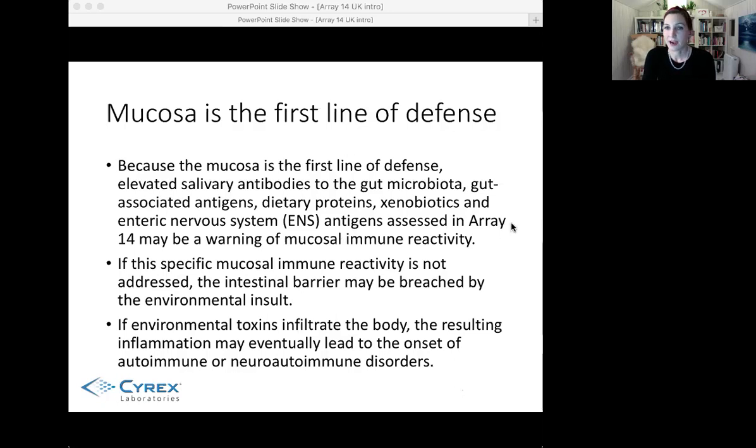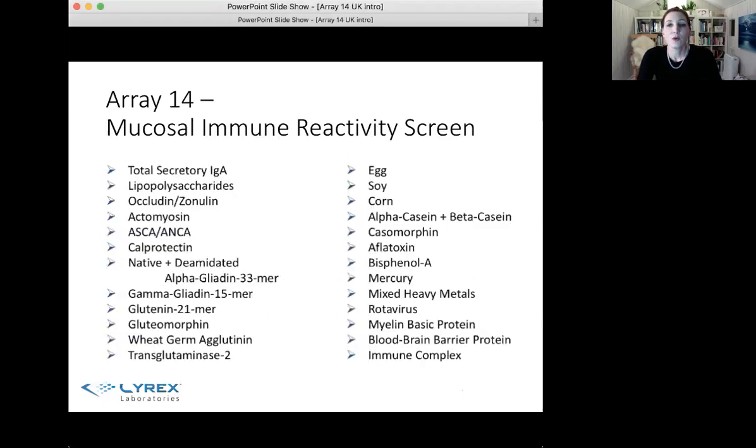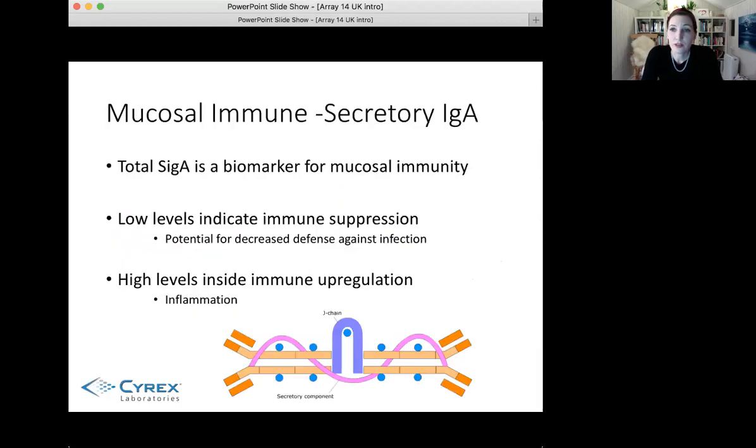So what do we look at in Array 14? These are all of the markers, and you can see that Array 14 actually assesses multiple different antigens associated with the intestinal barrier. So we look at mucosal secretory IgA. Total secretory IgA, of course, is a biomarker for mucosal immunity. Low levels will indicate immune suppression and therefore the potential for decreased defense against infection.